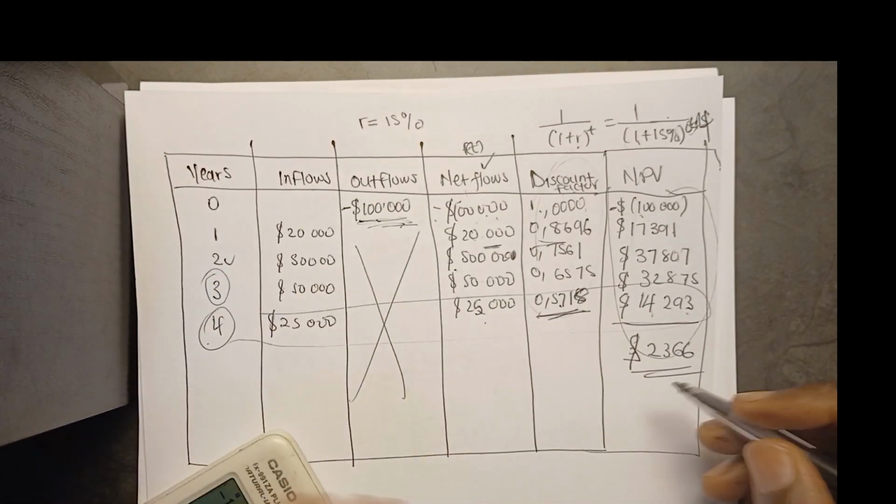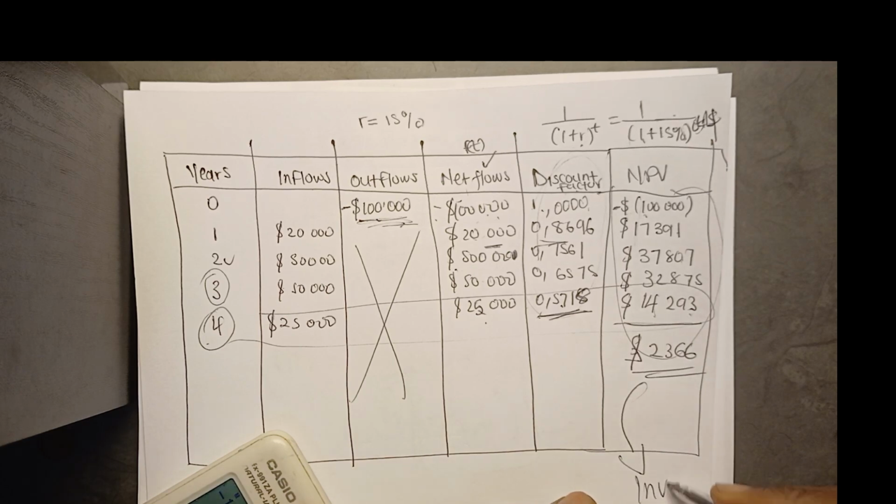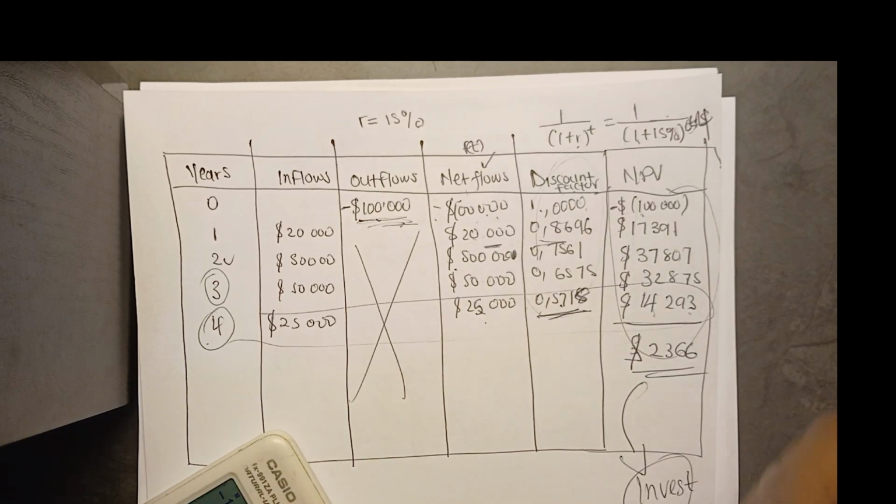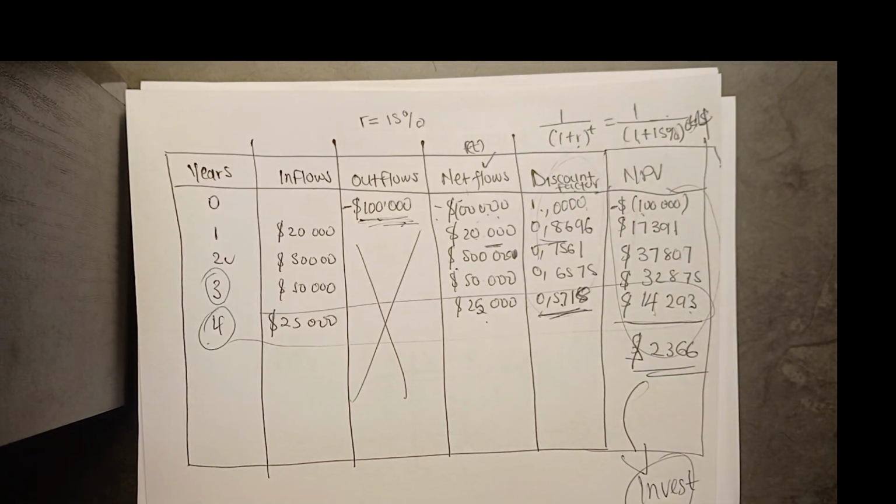So for as much as it's positive, that means you have to invest. Then you have to approve the project. You have to accept the project, right?